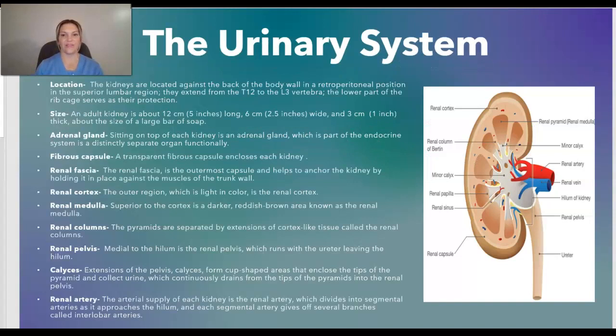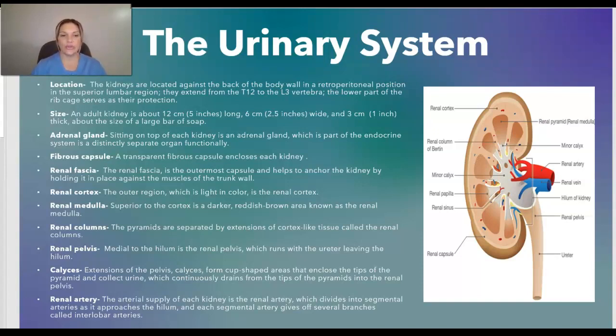So here we have the kidneys. The kidneys are located against the back of the body wall in a retroperitoneal position in the superior lumbar region. They extend from T12, or thoracic 12, to lumbar 3 of your vertebrae, and the lower part of the rib cage serves as protection to the kidneys. The adult kidney is about 12 centimeters or 5 inches long and 6 centimeters or 2.5 inches wide. It is about 3 centimeters thick, and about the size of a large bar of soap.